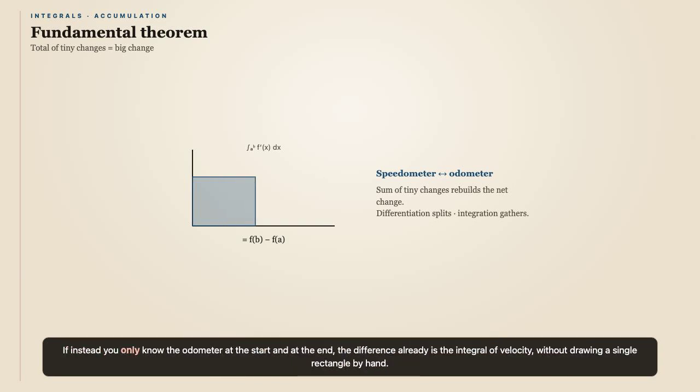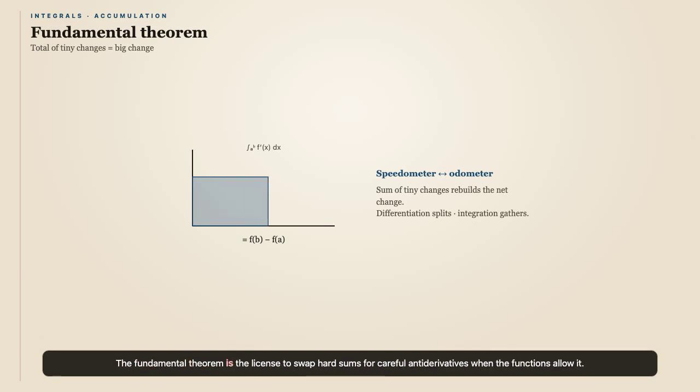If instead you only know the odometer at the start and at the end, the difference already is the integral of velocity, without drawing a single rectangle by hand. The fundamental theorem is the license to swap hard sums for careful antiderivatives when the functions allow it.